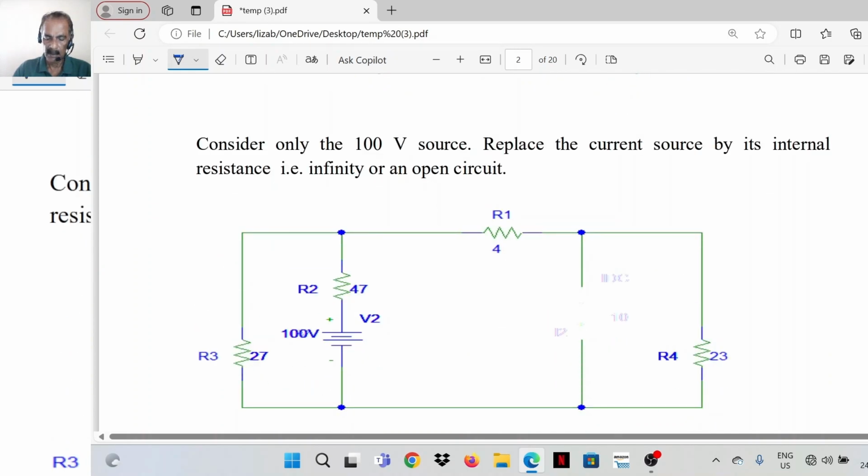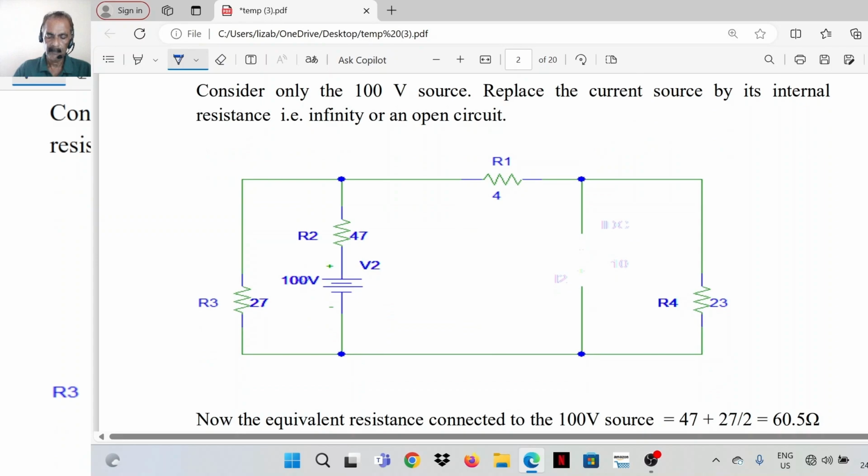And the circuit will look like this. So we are considering only the 100-volt source now. The current source is replaced with its internal resistance, that is infinite ohms or open circuit. Now we have to find the current through R1.